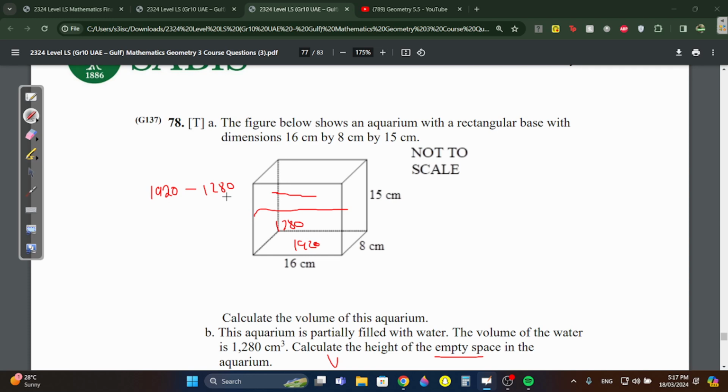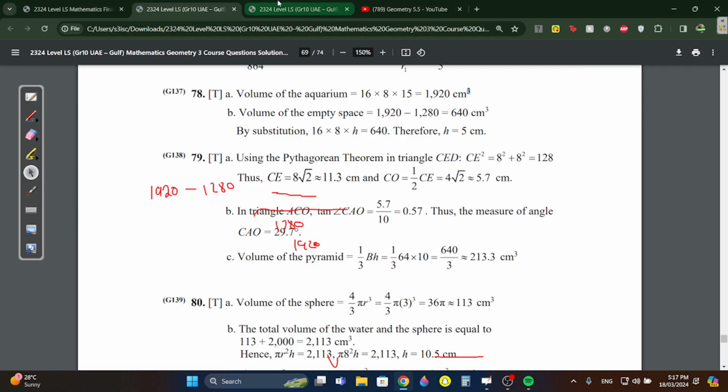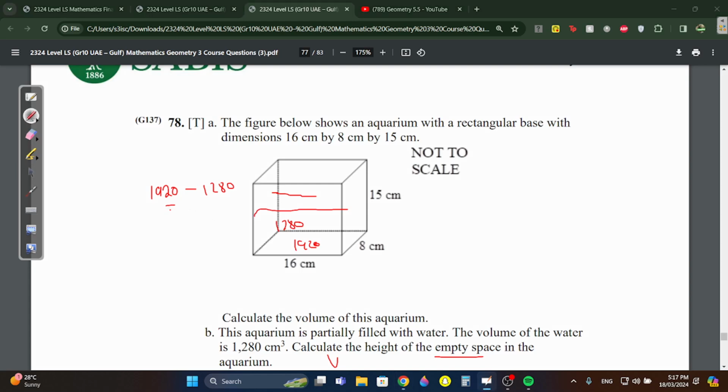Let me do it fast. 1920 minus 1280, you get 640. Is that correct? Yeah, 640. So the leftover volume is 640. Okay, so think of it like this. We now have this gap over here, which is 640.